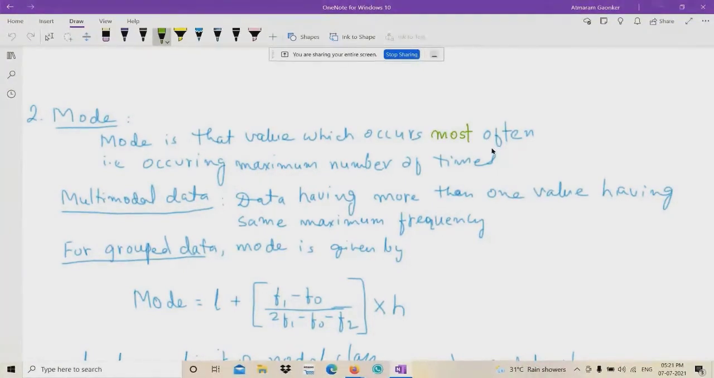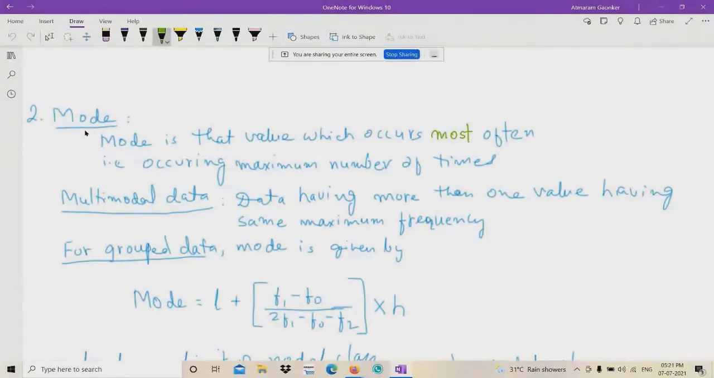Now let us take the number of marks out of 25. Someone got 5, someone got 10, someone got 12, but one mark, 15, was scored by the maximum number of students. 15 marks are scored by the maximum number of students. Okay, so that is called the mode.